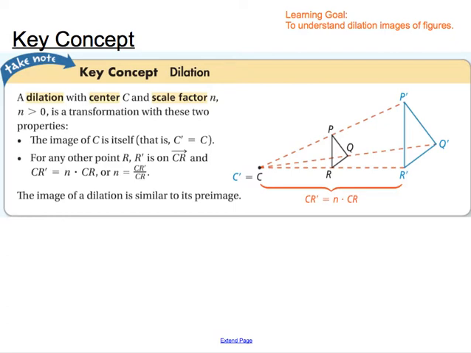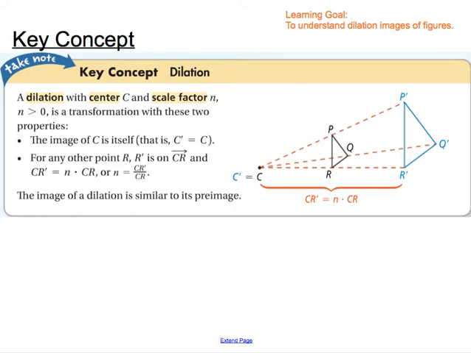A dilation with center C and scale factor n, where n is greater than 0, is a transformation that holds two properties. The image of C is itself. So any point that's on the center of dilation remains there. But for any other point, that point is moved n times the distance that it was originally. The image of a dilation is similar to its pre-image.